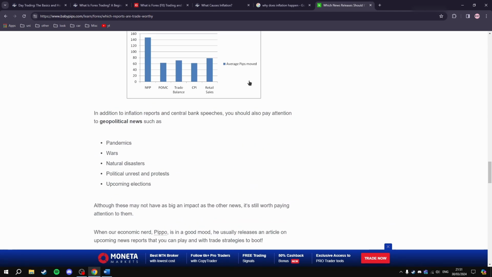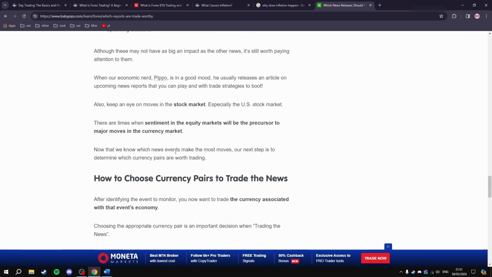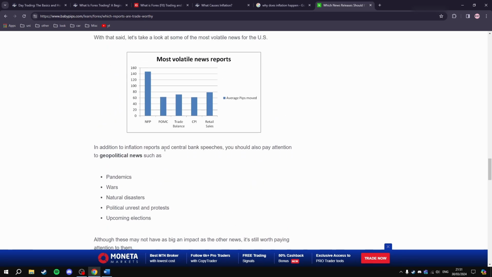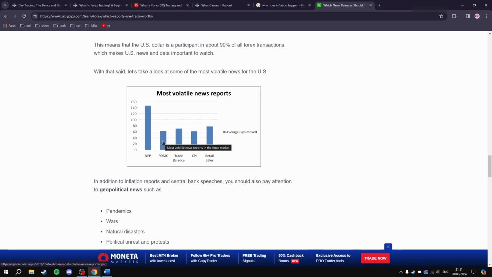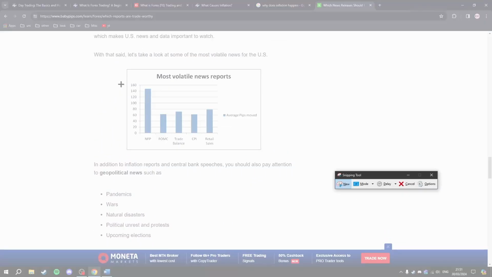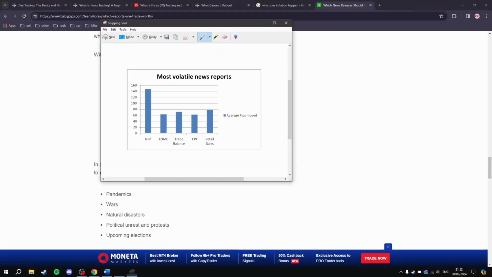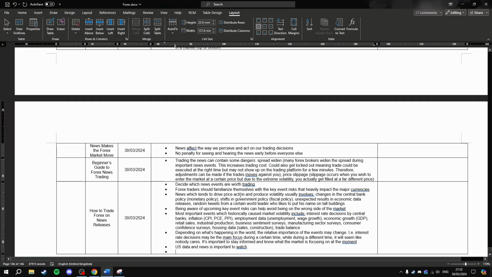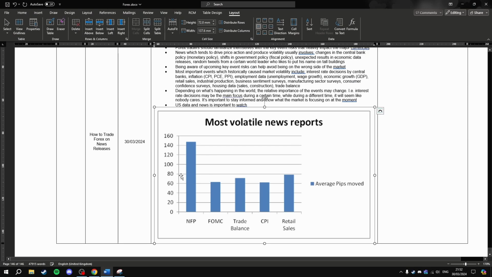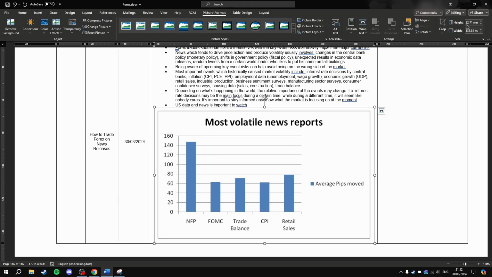Wait, is this related to any of the sections down here? We should probably make our own little graph here instead of relying on this.